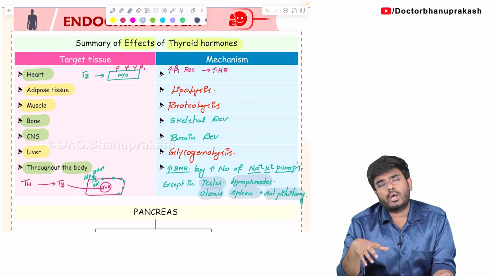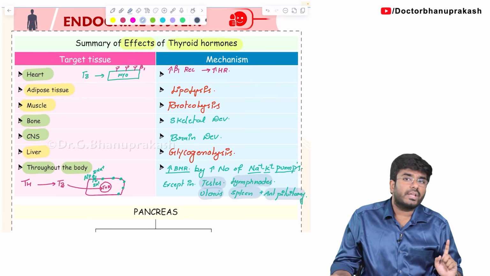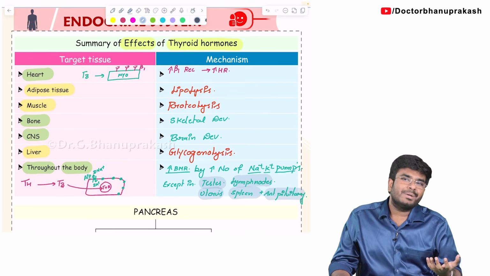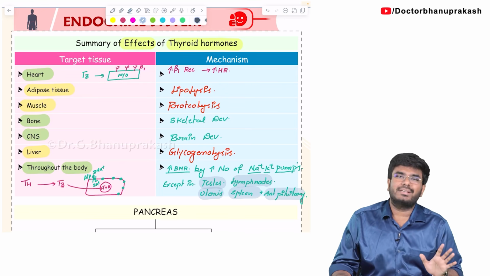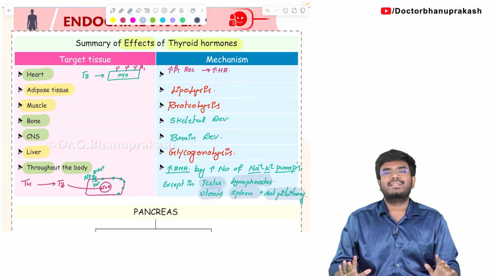And what is the action of the thyroid hormones on the entire body tissues? The number of the sodium potassium pumps will be increased. By increasing the number of the sodium potassium pumps, the basal metabolic rate will be increased, except in certain tissues. I have given you the list. So with this, everything about the thyroid hormones is completed.